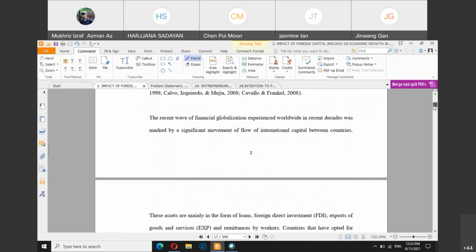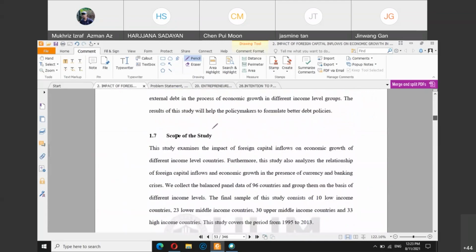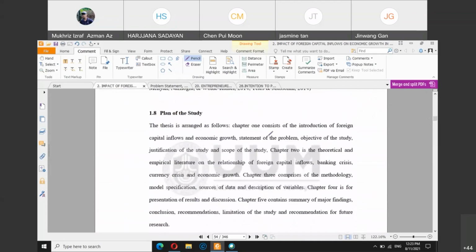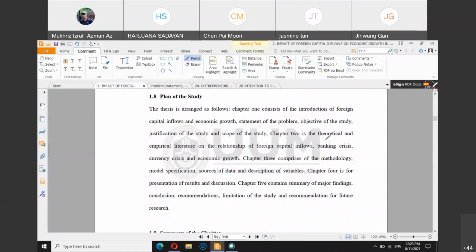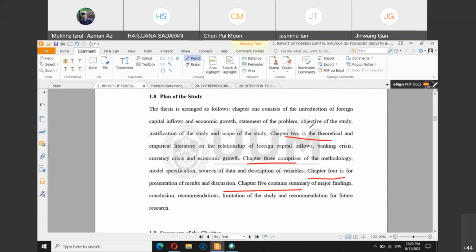It is basically you just mention what chapter 1 will do, what chapter 2 will do, what chapter 3 will do. It's very simple. Chapter 1 focuses on this, chapter 2 is about this, just a small paragraph. Chapter 3 is about what, chapter 4 is about what, chapter 5 is about what. This is quite general, except for chapter 1 and chapter 2, because you need to mention something specific for your project. Chapter 2 in this particular thesis is about FDI.